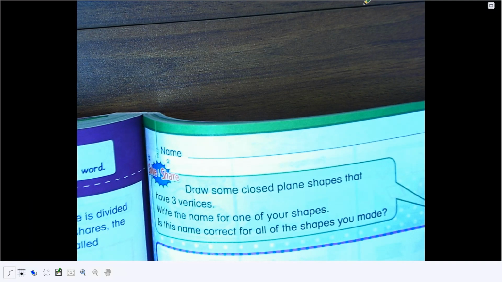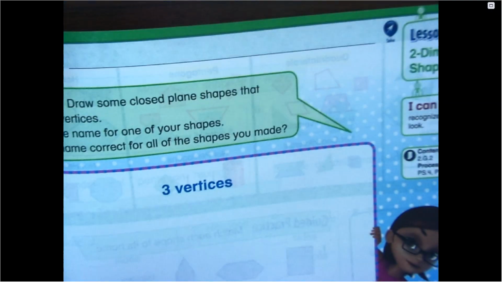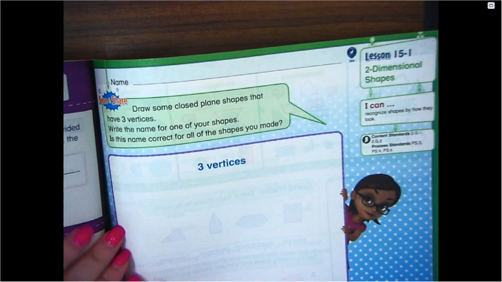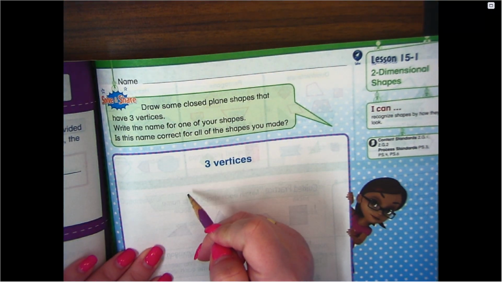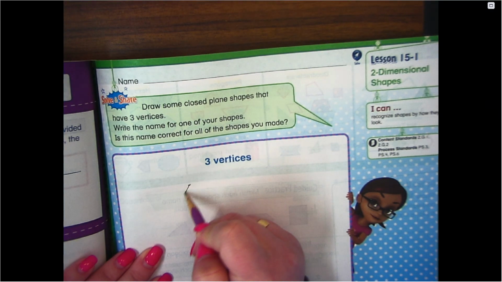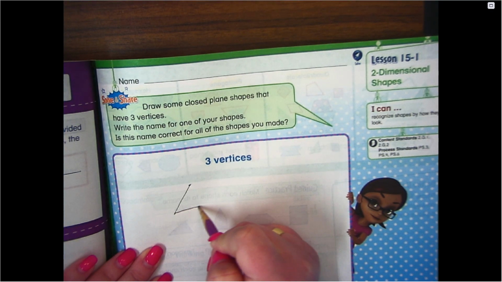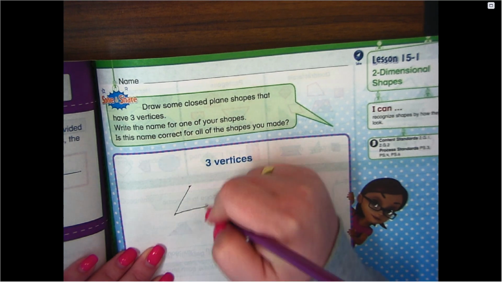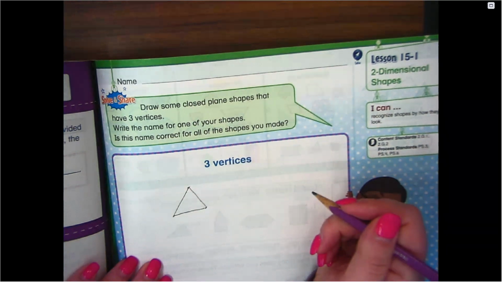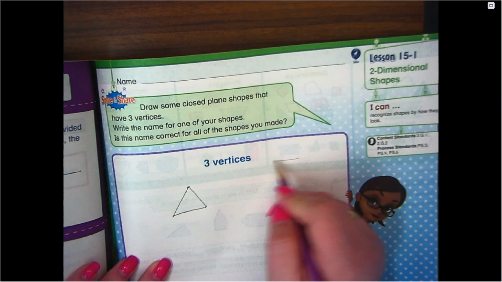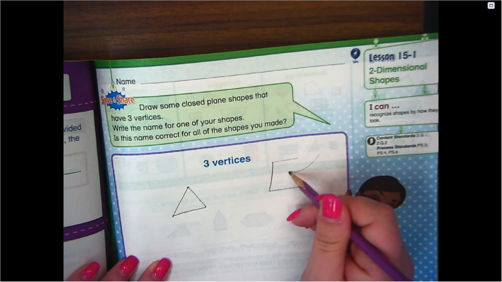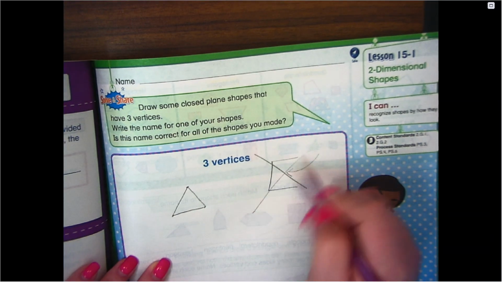Our first job on page 859, it says draw some closed plane shapes that have 3 vertices. Well, we know that if a shape has 3 vertices, it's also going to have 3 sides. What I mean by closed shapes is that we cannot do something like this, because this would be an open shape. That does not work.